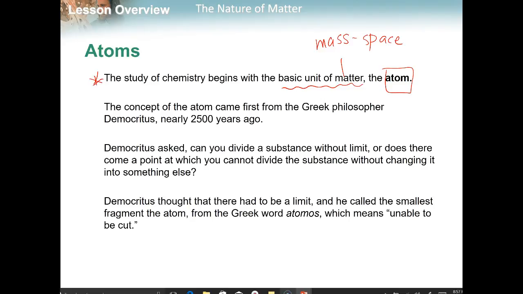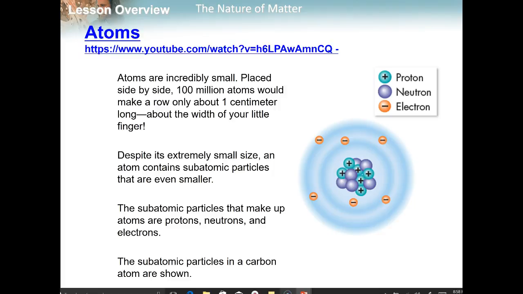Think of taking a big chunk of cheese and cutting it as tiny as you can with your knife, and then getting a scalpel and putting it under the microscope and cutting it into tinier and tinier pieces until it can't be cut anymore, and you're going to wind up getting this atom. There's a video here in Section 2.1 that if you cannot play, we will watch in class.